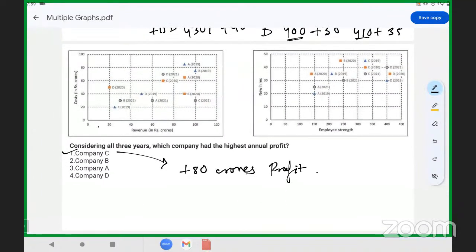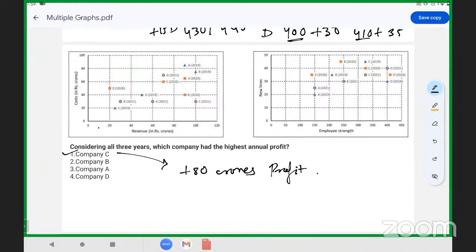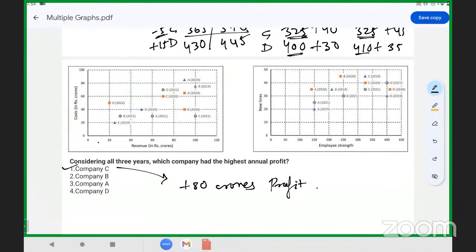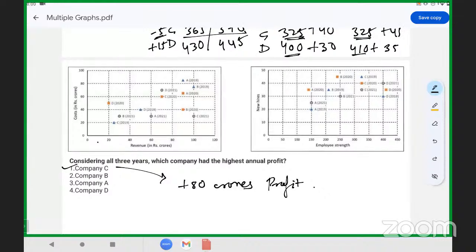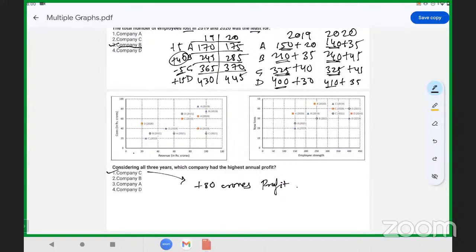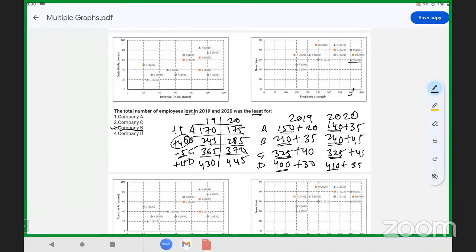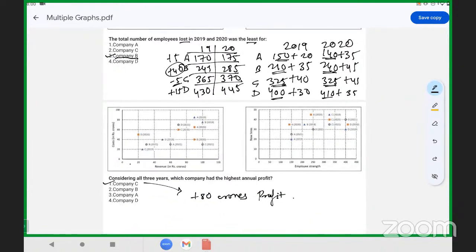So these were the two multiple graph sets from the CAT paper, that is CAT 2020. You can find these papers on the internet, and you can take this as a reference. These DI sets are very basic or maybe moderate in nature, but what you have to find out is the key with respect to the total data provided, and then you have to interpret according to the conditions. So these were the two graphs for today. Okay, so we'll meet in the next lecture. Okay, bye everyone.